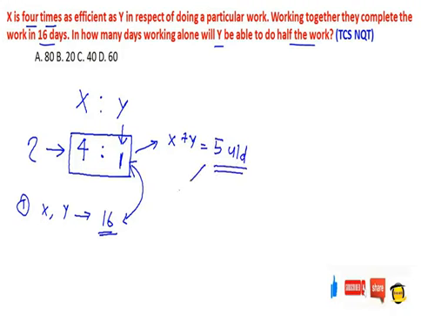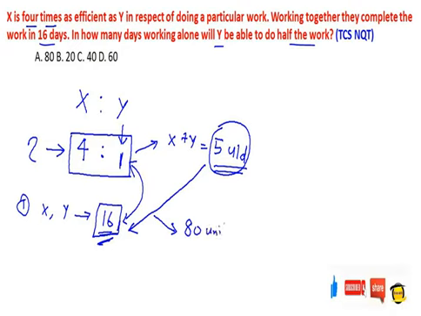Now, just moving to this point, they've said that 16 days is the time taken for X and Y to complete the whole job, right? So, if X and Y can complete 5 units in a single day, in 16 days of time, how many units would they have completed? They would have completed 80 units of work, right? Which can be literally assumed as the total work to be done, right?